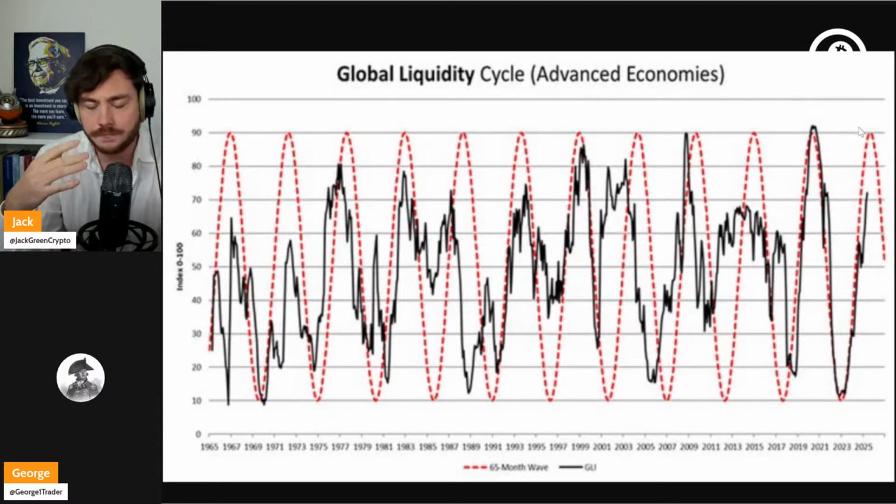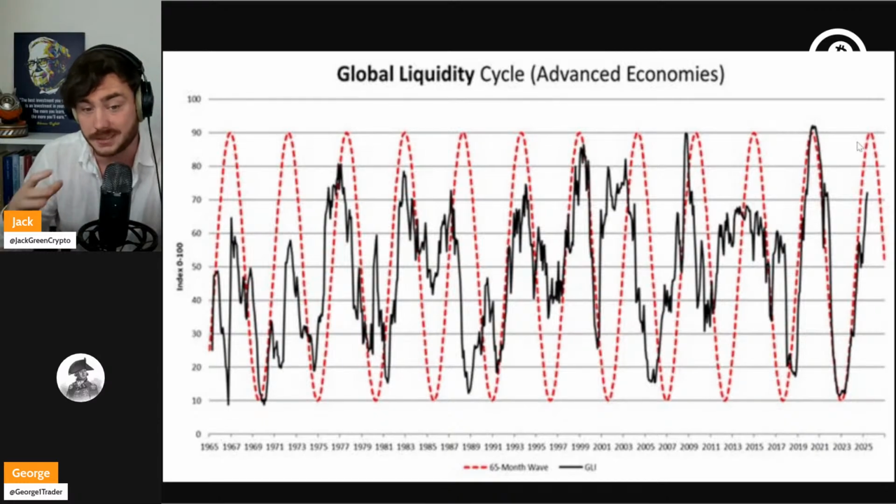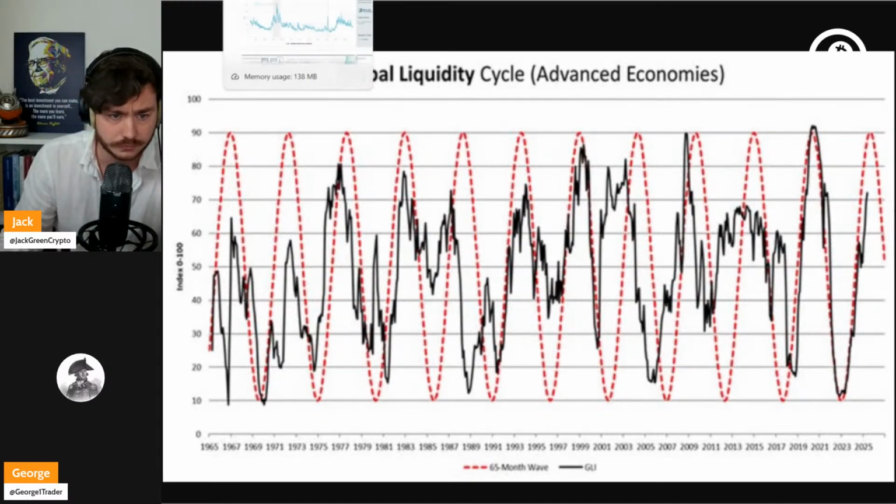Maybe there will be more quantitative easing in the US because of the midterms and who knows what. And I'm going to reassess then. But at the moment, I'm thinking of selling everything. Well, maybe not everything, in Q1 2026, according to the global liquidity cycle.